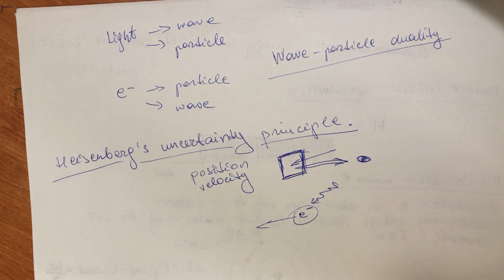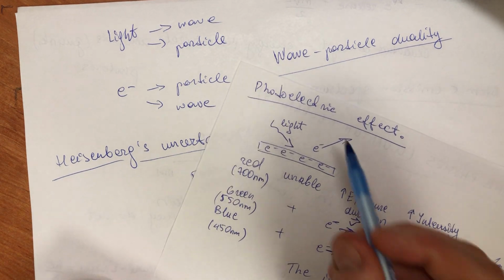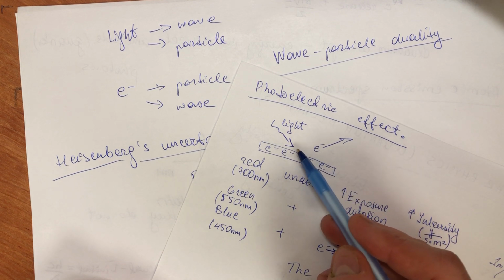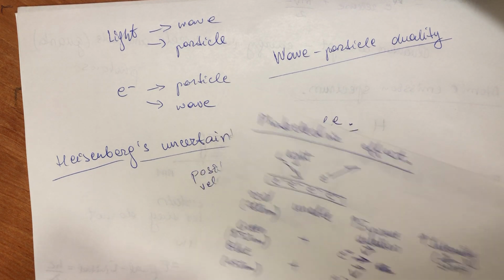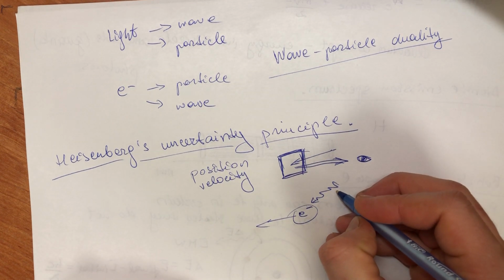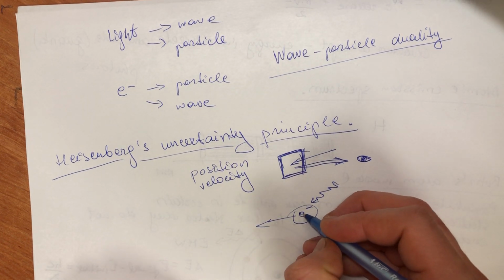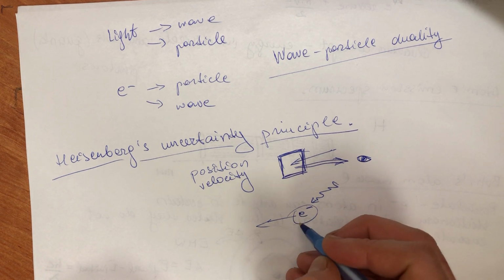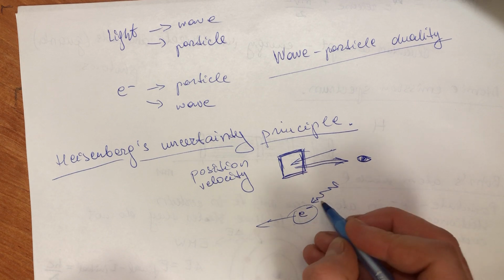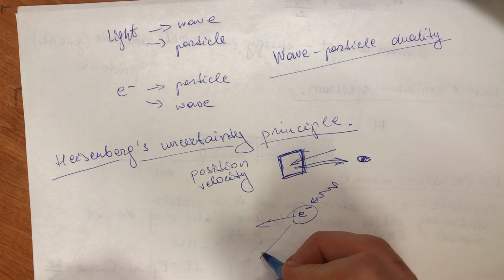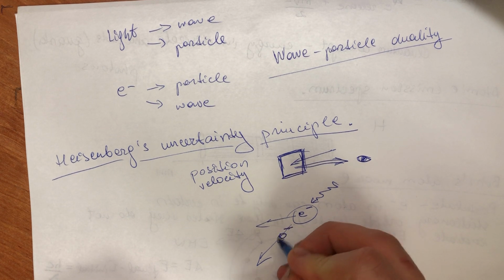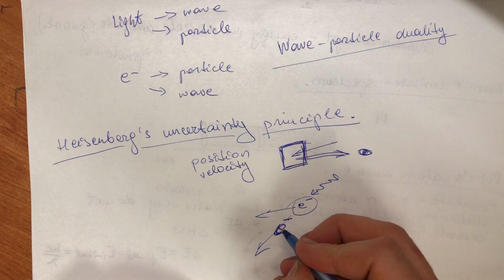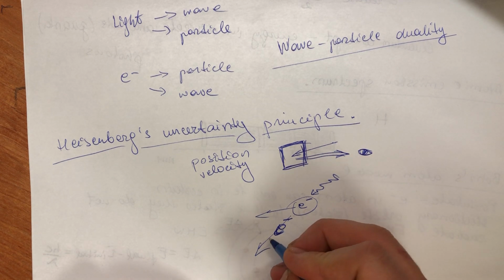And as in the previous example, as photons were hitting electrons, an electron was flying away from this metal. So here, when we hit this electron with a photon, what does the electron do? It starts moving and changes direction. So we hit it here, and the electron starts moving this way. So we have disturbed the electron, we changed its direction, we changed its velocity, and we changed its location.